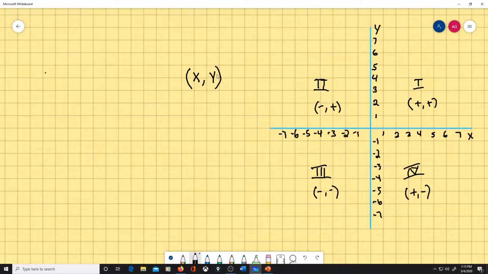So that's really important. And again, x value tells us horizontal distance from 0, and the y value tells us our vertical distance from 0, either up or down. So that's a quick review on the coordinate plane. Let's just erase some of this.